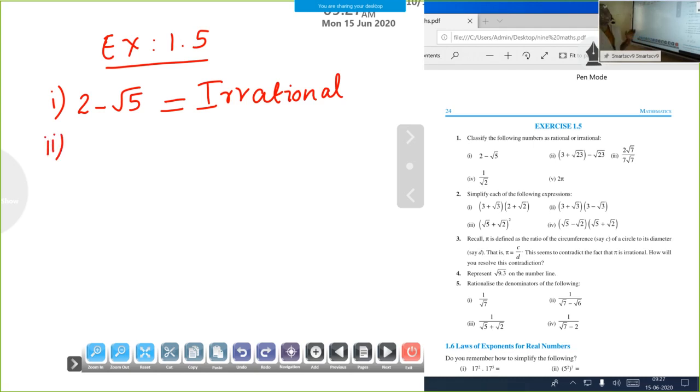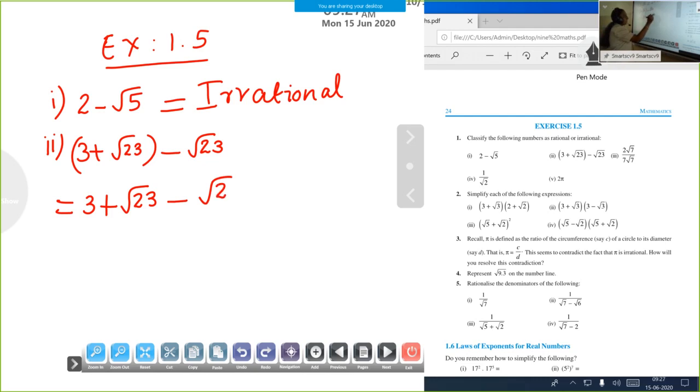Second one, your question is (3 plus root 23) inside one bracket, minus root 23. This is another term, so first we need to solve it. This is not multiplication, only one minus sign is there. For the first term, no need to put the bracket. First I write it like this: 3 plus root 23. That's the first term. Then minus root 23.